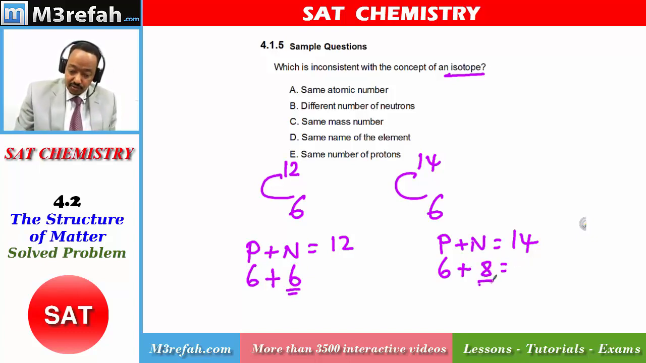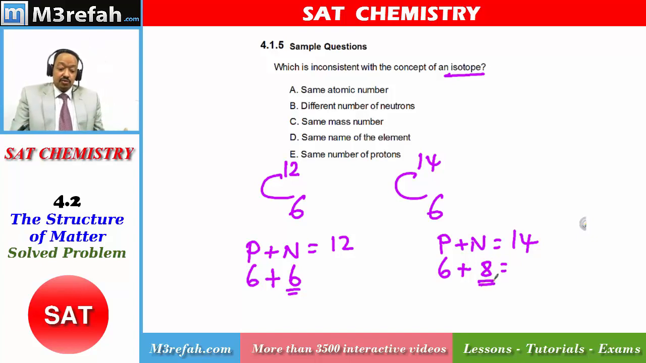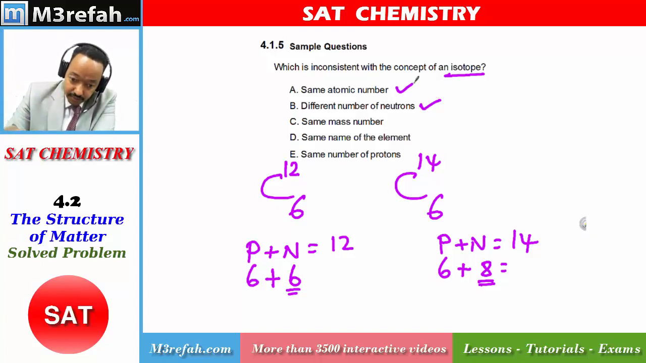As you can see in these two situations, carbon-12 and carbon-14, their difference is primarily due to the number of neutrons. Since mass number is simply the sum of protons and neutrons, it can affect the mass. So, which is consistent with the concept of an isotope? Same atomic number, as you can see. An isotope is not due to this one, but to a different number of neutrons, which is inconsistent. It says the same atomic number, yes.